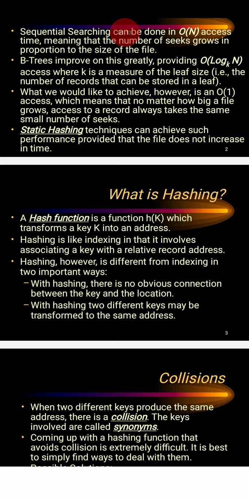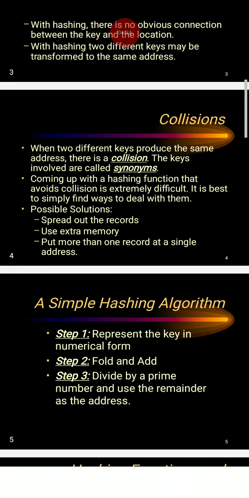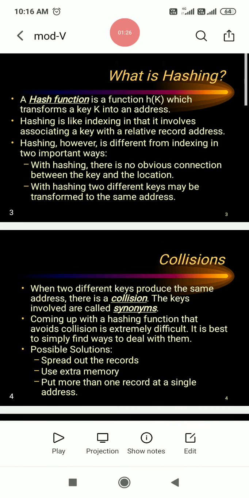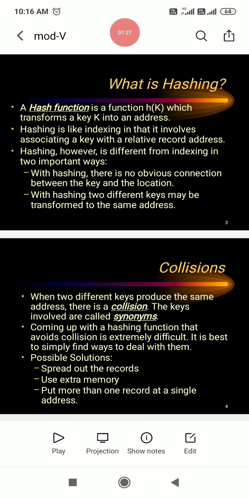So hashing is also the same as indexing, but it differs in two ways. One is that it is not compulsory that every key element is connected to a location, and second, if you have multiple records with the same, duplicate keys, then both can be generated to the same address. Hence hashing is different from indexing.